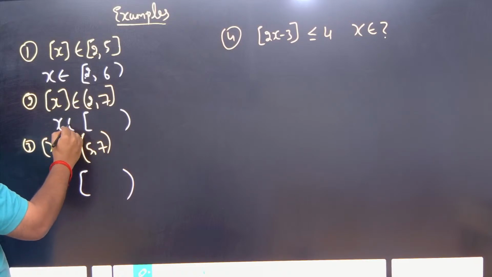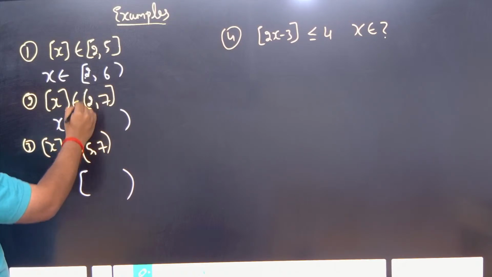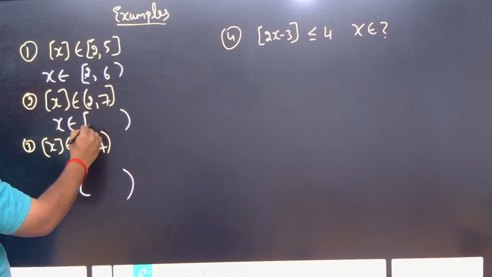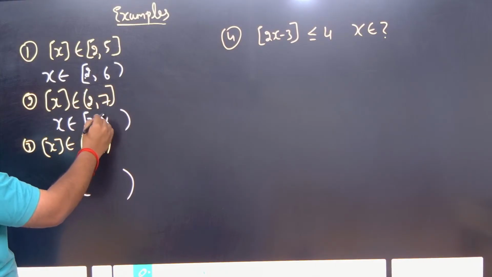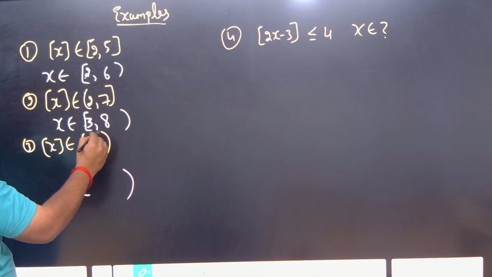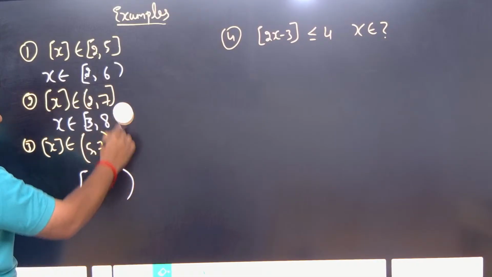Next, x belongs to what? Here open is there, and I should make it closed. So I should write 2 plus 1; for 2 I will give chocolate. This will become 3. Then 7 is closed, and I should make it open. For 7 I will give chocolate. This will become 8. So I will get 3 comma 8. This is closed comma open.